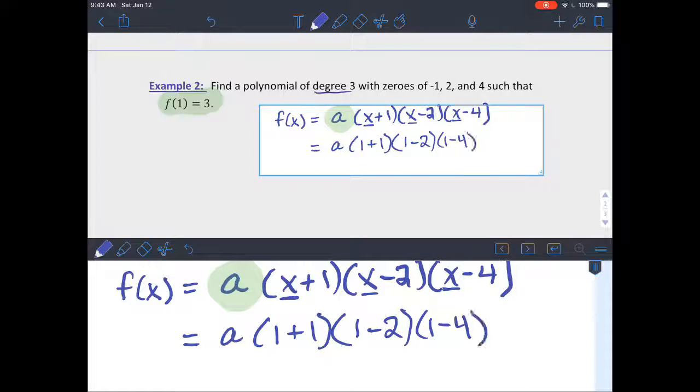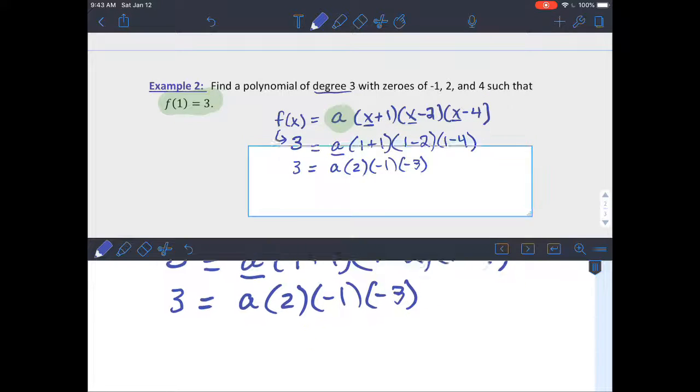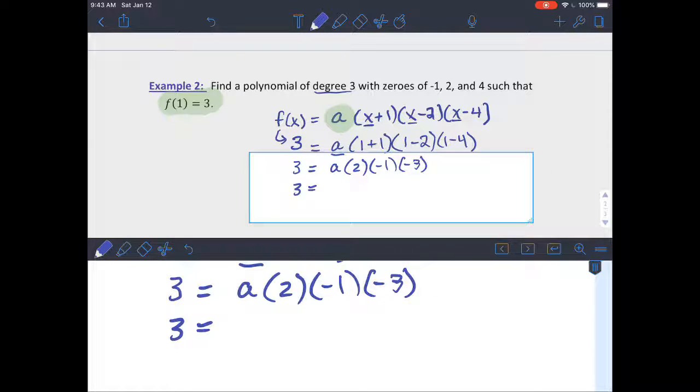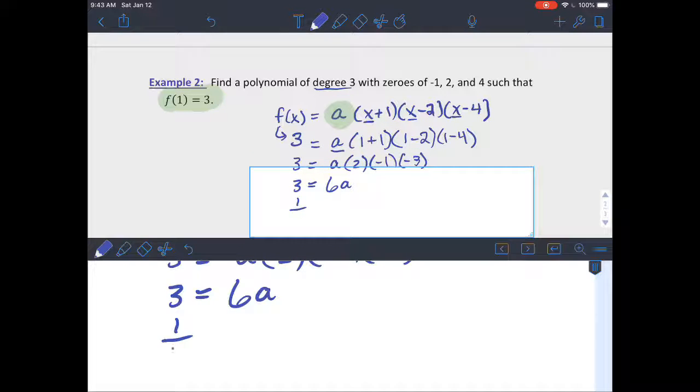Plug in 1 for all my x values. I'm supposed to get 3 out. 1 plus 1 would get me 2. 1 minus 2 is -1. 1 minus 4 would be -3. Multiply them together to solve for a, and you'd end up with a equals 1/2.